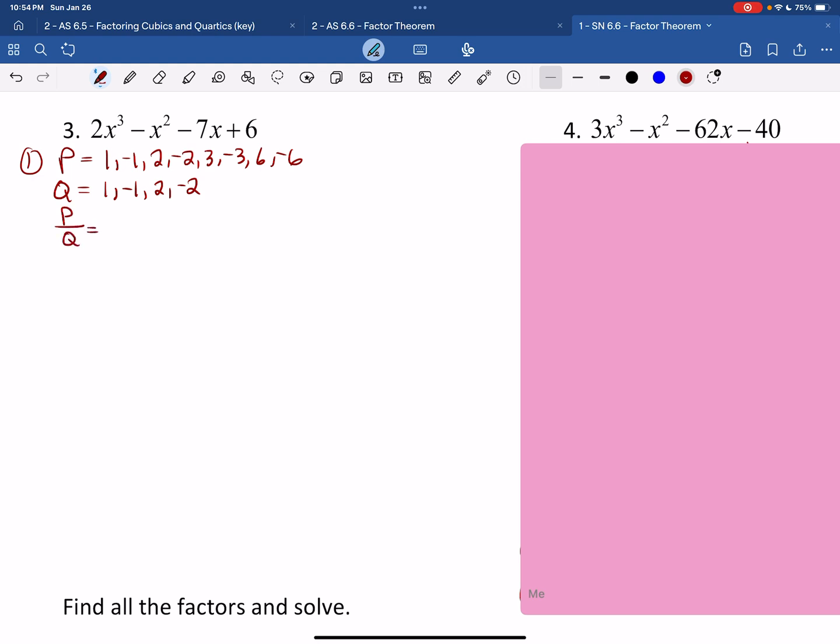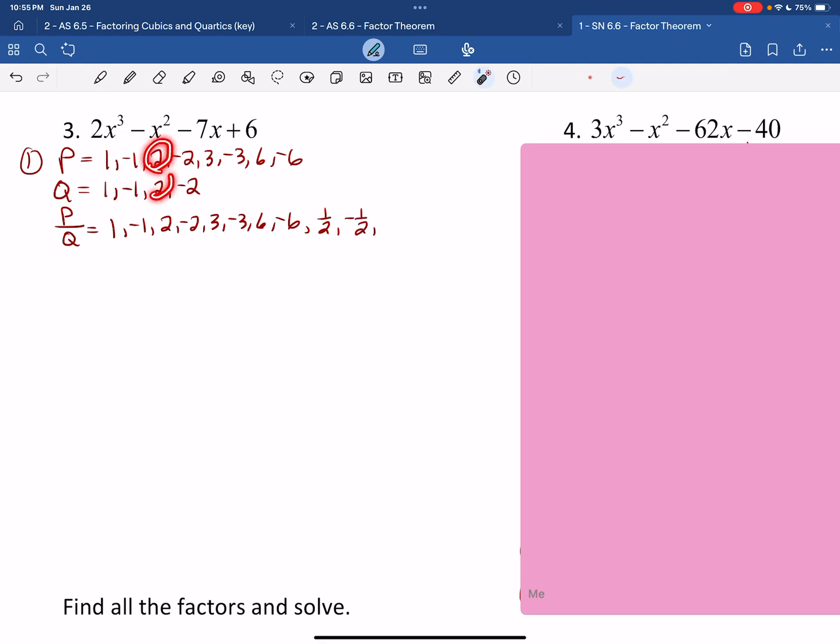So here we go. First, hopefully you recognize that when I take all of these and divide by 1, I'm just going to get all of these again. So that's 1, -1, 2, -2, 3, -3, 6, -6. Same thing when I divide by -1, I'm just going to get all these again. So this list is good for 1 and -1. Now let's start dividing by 2. So I've got 1 divided by 2, that's a half. And then I've got -1 divided by 2, that's a -half.